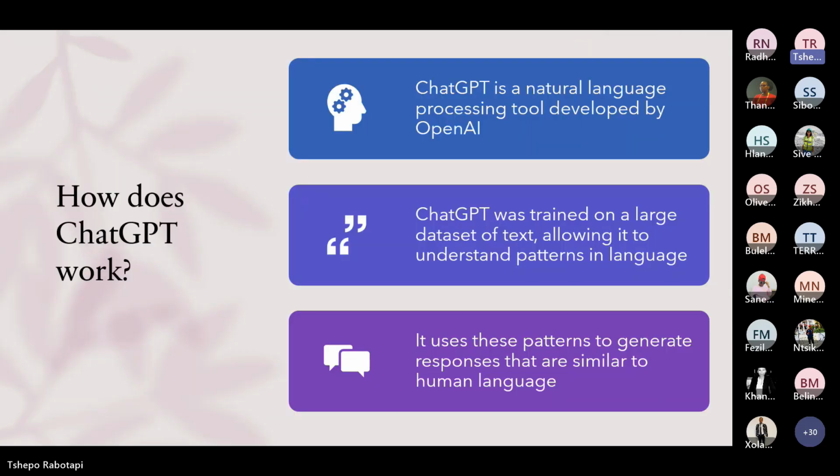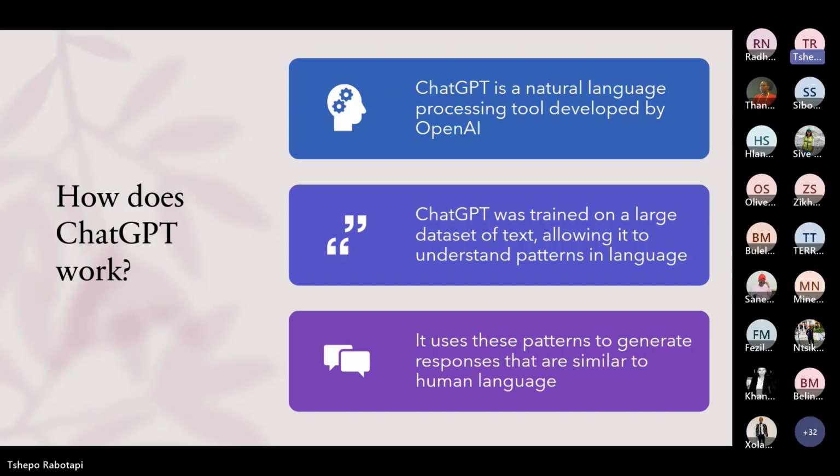As I said, it was developed by OpenAI. It was trained on a large data set of text. What they did was take all the information which is open and available to anyone on the internet before 2021, from 2021 backwards, and they used all of that text to train ChatGPT. So you can search anything on ChatGPT from 2021 backwards, and if you prompt it, it will give you an answer or a response.